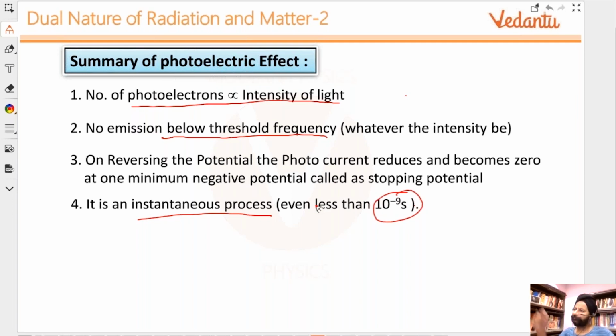And that makes sense because photon aa gaya, what are you waiting for? You got enough energy, just go. It doesn't have to make muscles, right? It got energy instantaneously, just release. Wave theory धीरे धीरे देगी, it'll gradually build up the energy, and that is why if you go with the wave theory, it should not be instantaneous, but it is instantaneous.